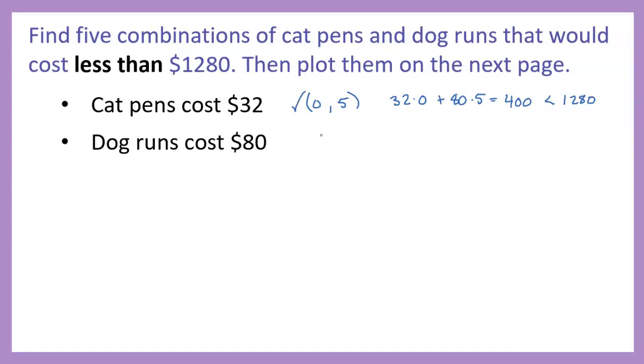How about, I'm just picking random numbers here and checking them, 11 and 8. Let's see if 11 and 8 work. I'm going to need my calculator for this one. So 32 times 11 cat pens and 80 times 8 dog runs. 32 times 11 plus 80 times 8, that equals 992. That is less than 1280.